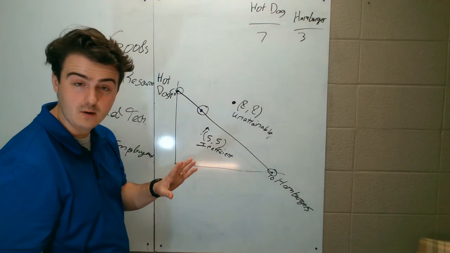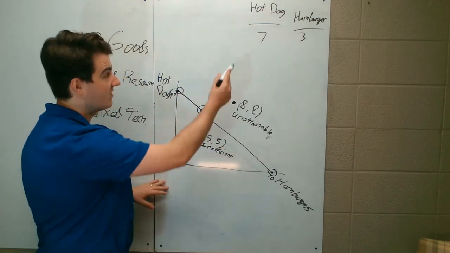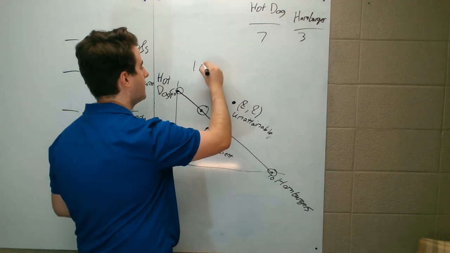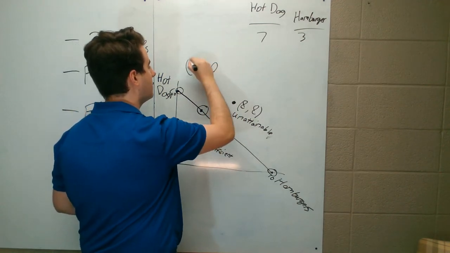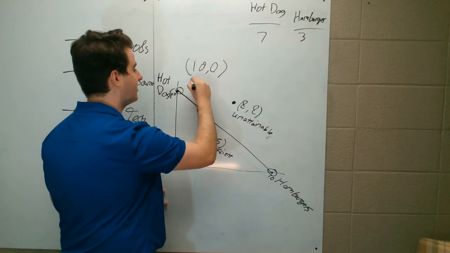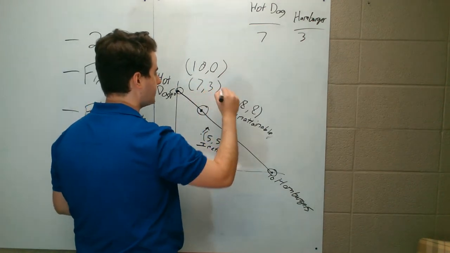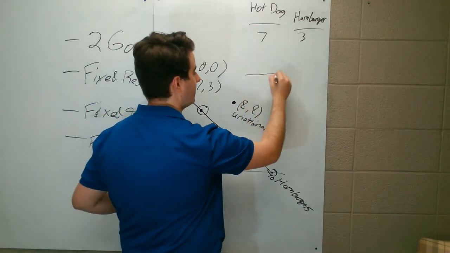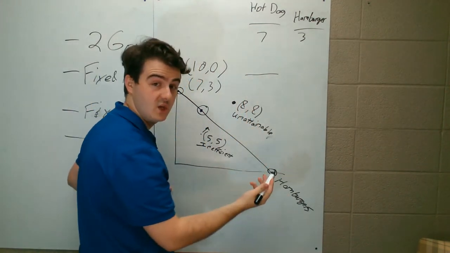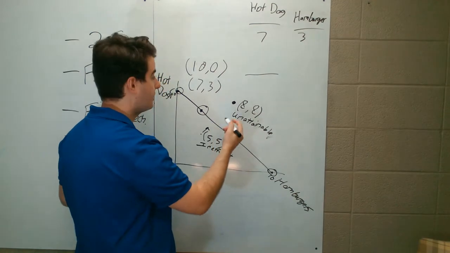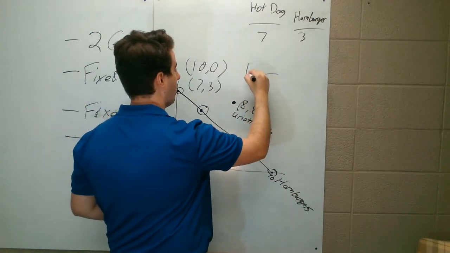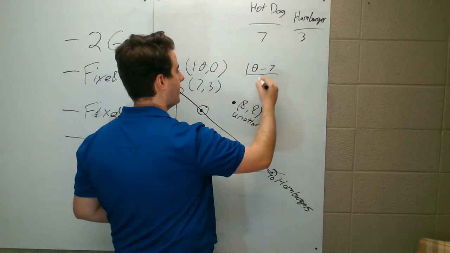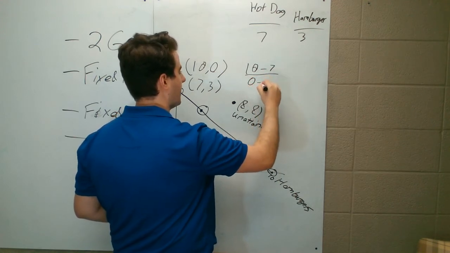Now, I don't want to get too far out into the math, but we take a point like 10, 0, and we take a point like 7, 3, and we use our slope formula. You guys remember y minus y over x minus x, or just change in y over change in x for our slope. So y, 10, y minus y, and x minus x.